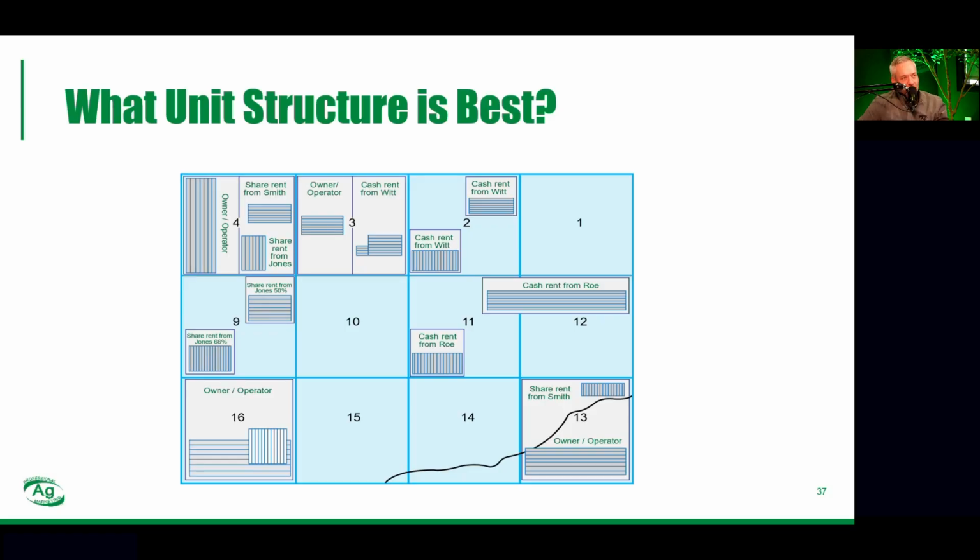I put a little map on the screen. You can see we have a few different ownership and share situations. Some are owned, some are cash rented, some are shared with different people across a 12 section area in whatever part of the country you want to be in. So what would I recommend for this guy?